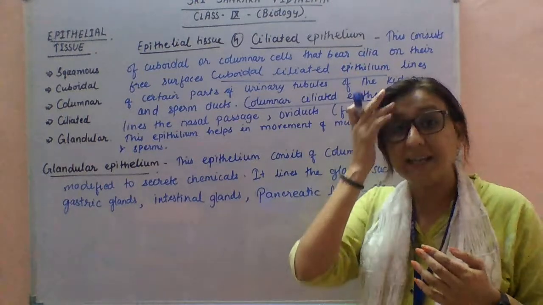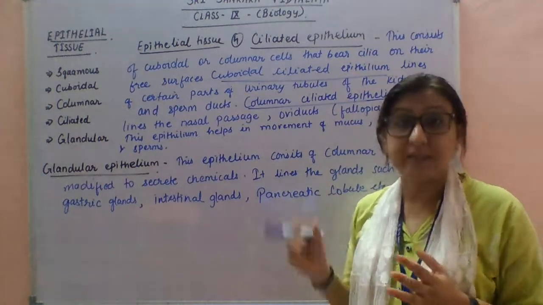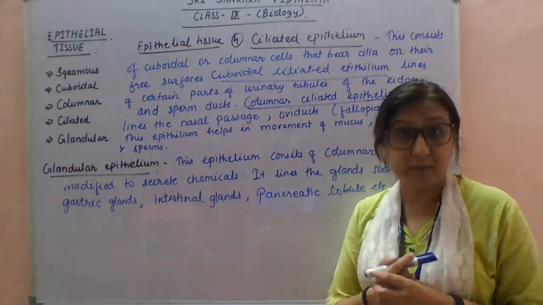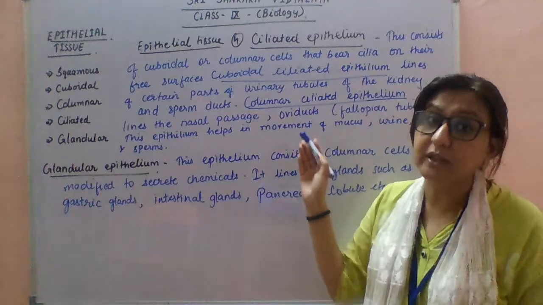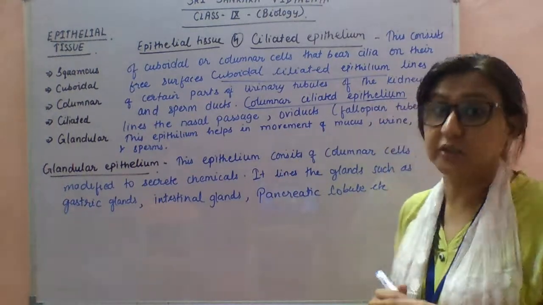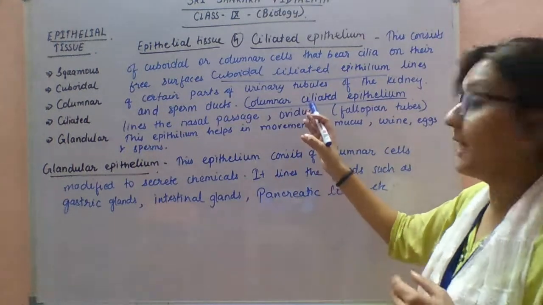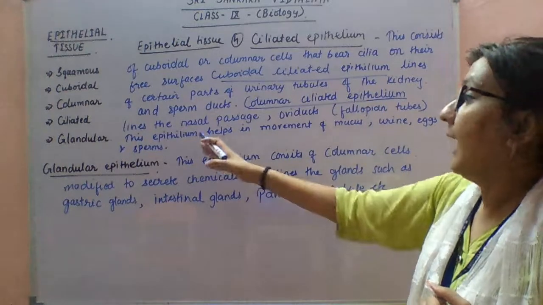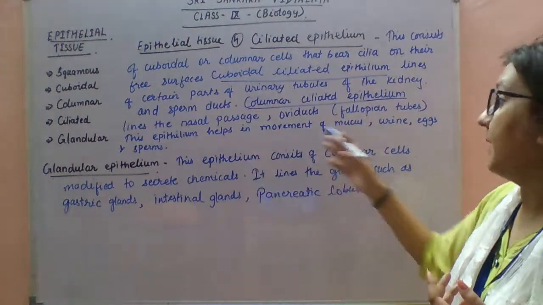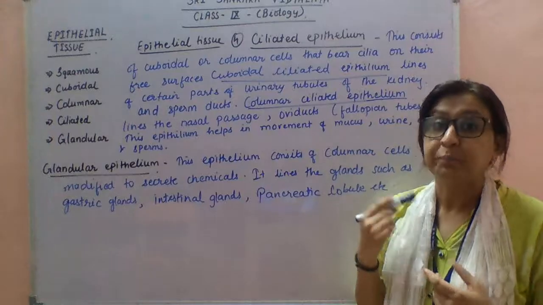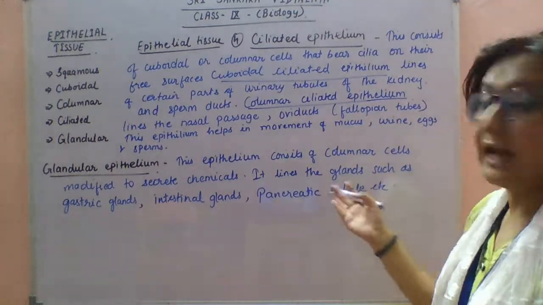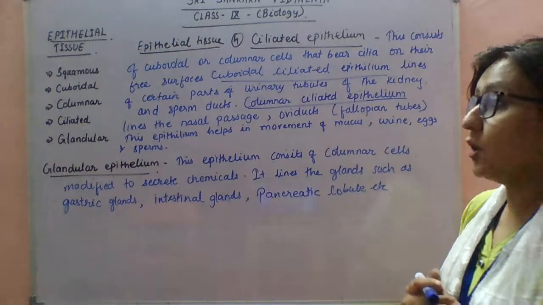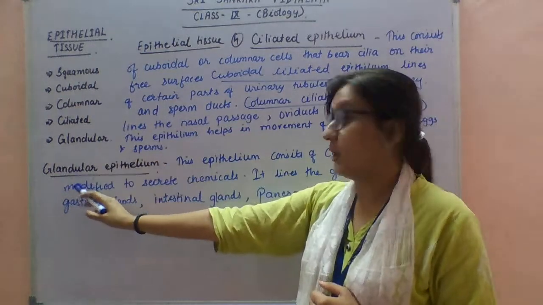Oviducts are also called fallopian tubes. This is present in the female reproductive system. The fallopian tube, or oviduct, is the site of fertilization. So this columnar epithelium is present there, and these epithelia help in the movement of mucus, eggs, urine and sperms.